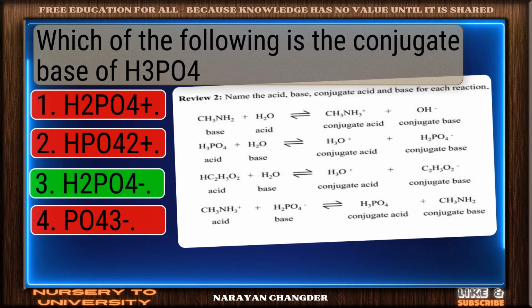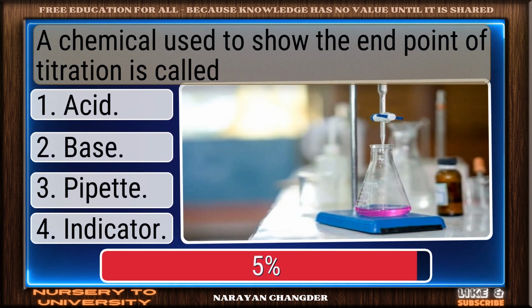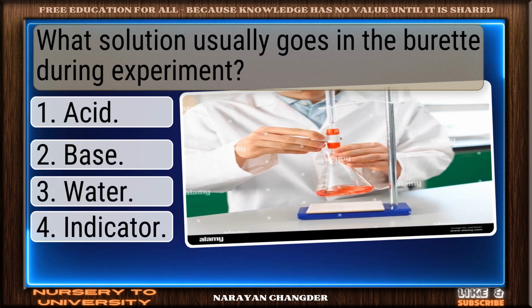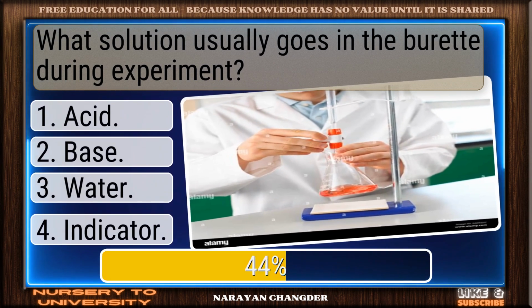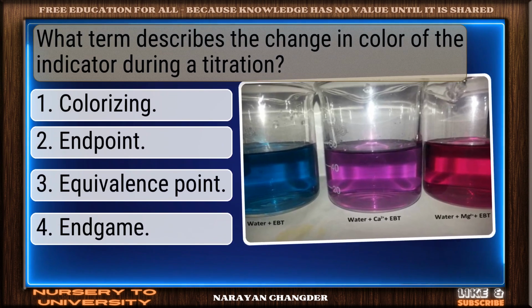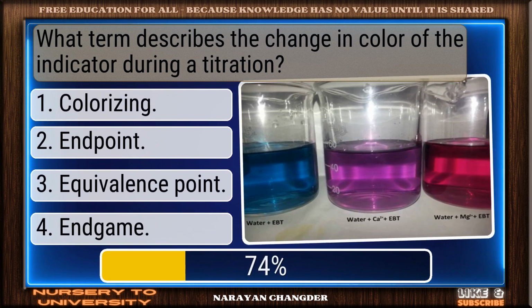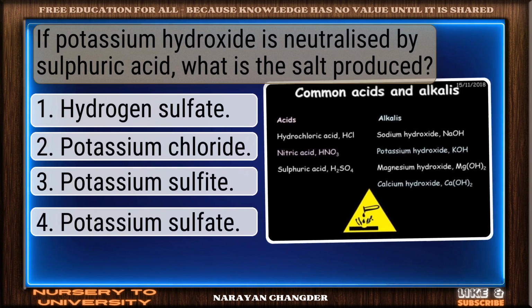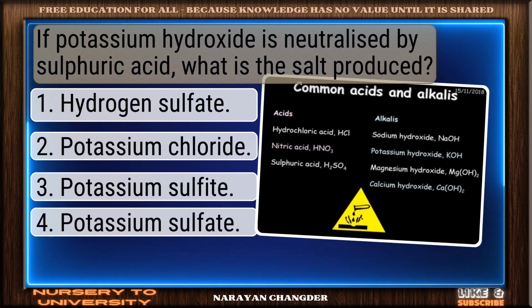Solid response. A chemical used to show the end point of a titration is called. Nice work, indicator. What solution usually goes in the burette during an experiment? Well done, base! What term describes the change in color of the indicator during a titration? Precise answer, endpoint. If potassium hydroxide is neutralized by sulfuric acid, what is the salt produced?